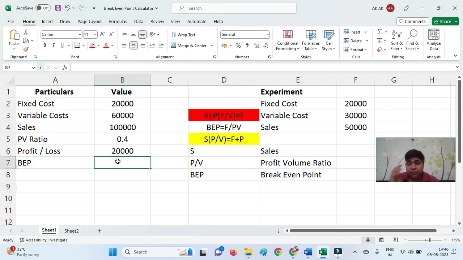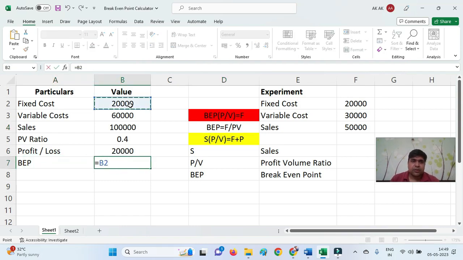Now apply this formula here. How would you apply this formula here? If you want to calculate BEP, it is derived from this formula. This side PV is in multiplication, that side PV will be in division. We know basic mathematics. BEP is equal to F divided by PV ratio. Clear?